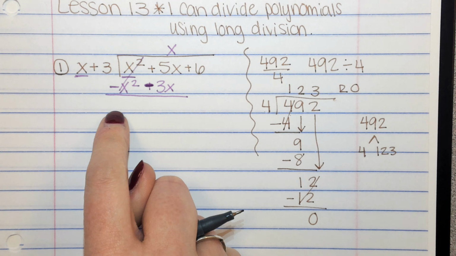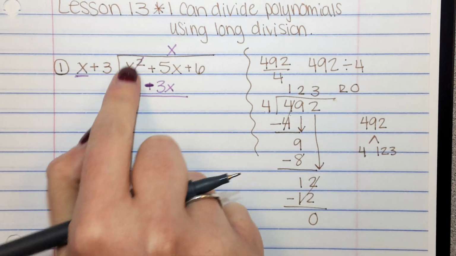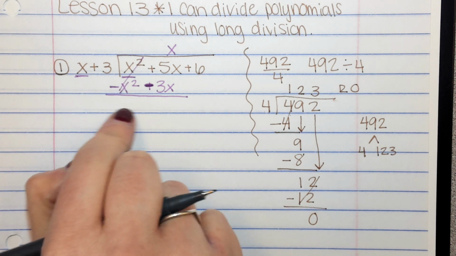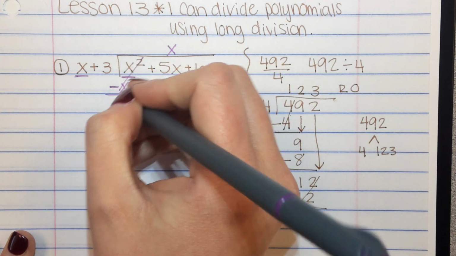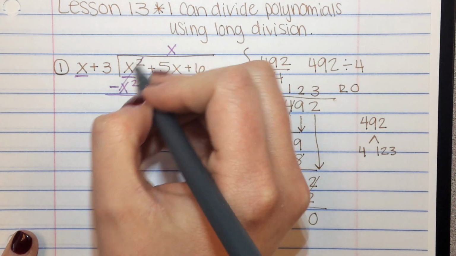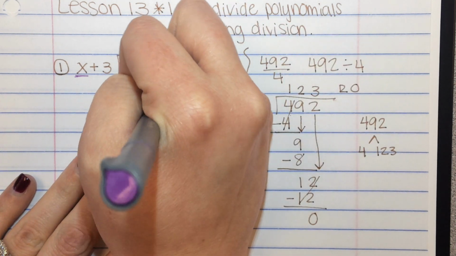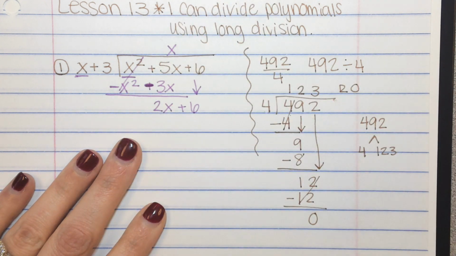That should work out every time. So if you don't get it, when you multiply, if it doesn't match here, you've done it wrong. If you combine and they don't cancel out, you've done it wrong. Okay? So those should always be the same and then cancel. All right, 5x minus 3x is 2x. We bring down our next term.